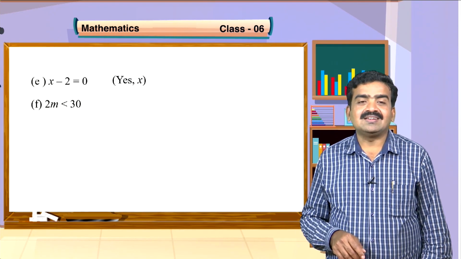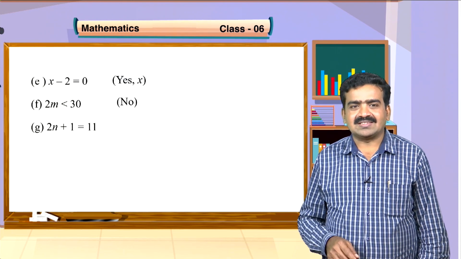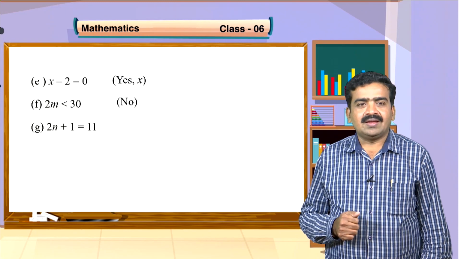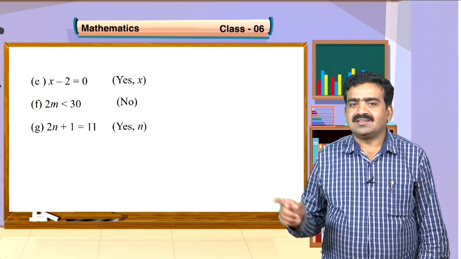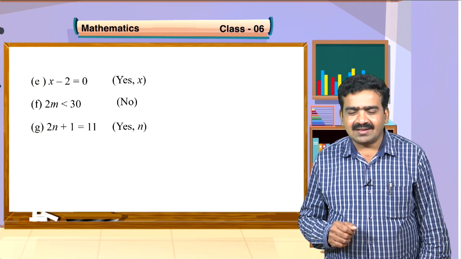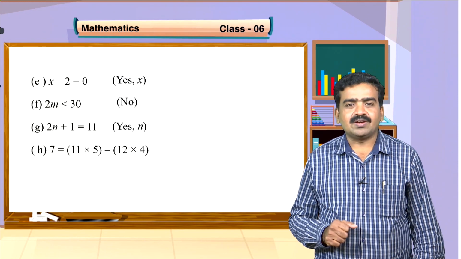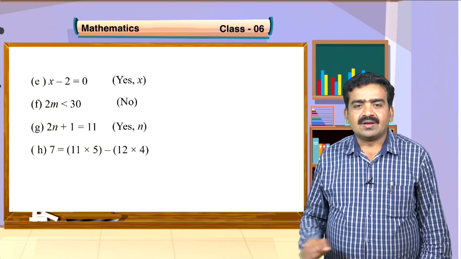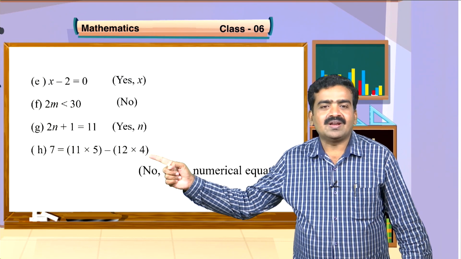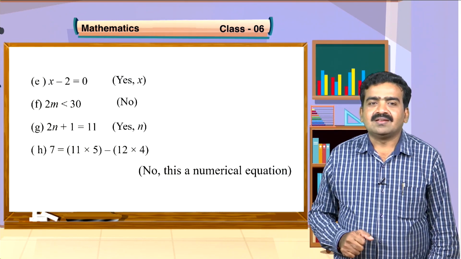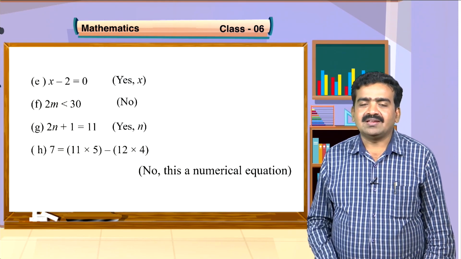2m less than 30. What about this? It is not an equation because there is no equal sign, though there is a variable. In case of 2n plus 1 is equal to 11, it is an equation because the equal sign is there along with the variable n. So, in this case the variable is n. 7 is equal to 11 into 5 minus 12 into 4. In this equation there is no variable, therefore, it is not an equation with variable, simply it is a numerical equation.